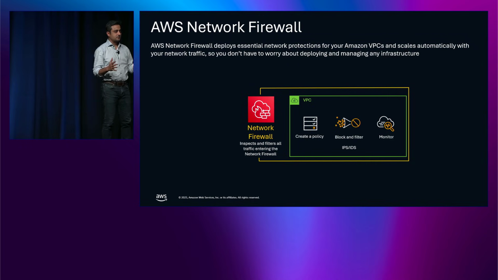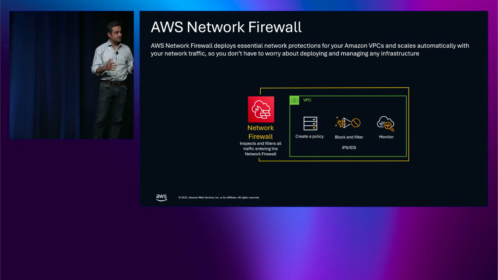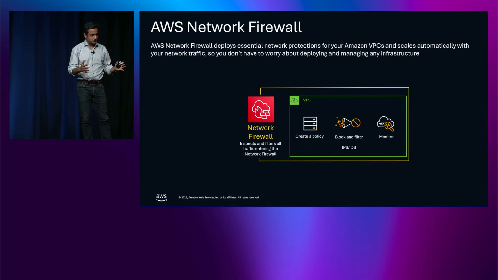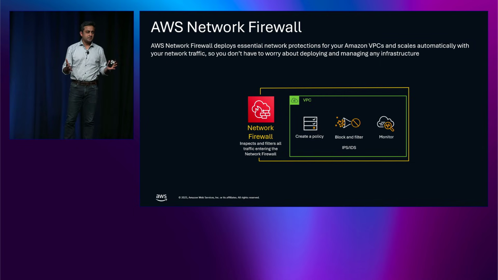And Network Firewall gives essentially three things to you. First, it is based on Suricata, so you can write Suricata rules to inspect your traffic. You can write stateful rules. For example, you can say that, hey, I just want encrypted HTTPS traffic from my egress VPCs. Then you can use it to do protocol checking, all those layer 3 inspections. It essentially behaves like an IDS and IPS.